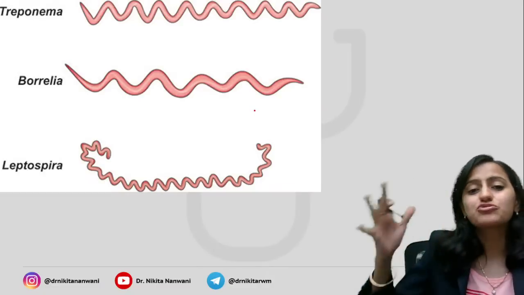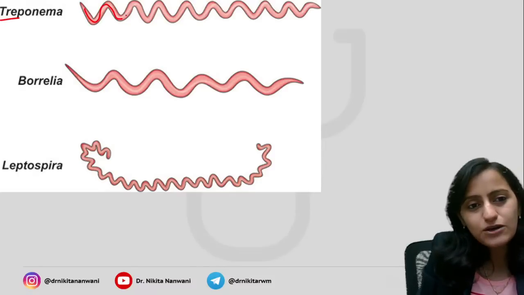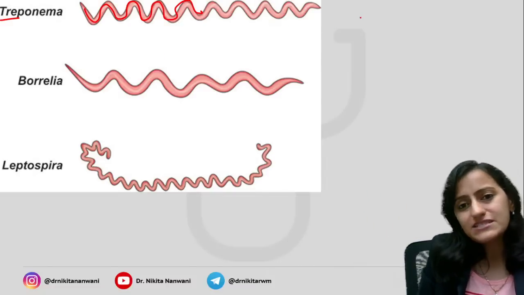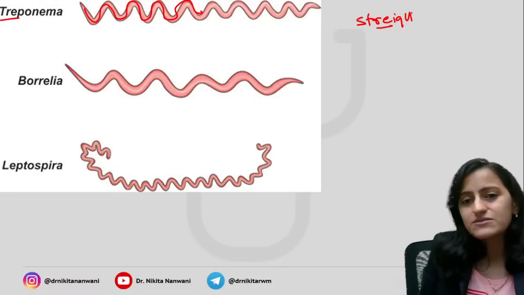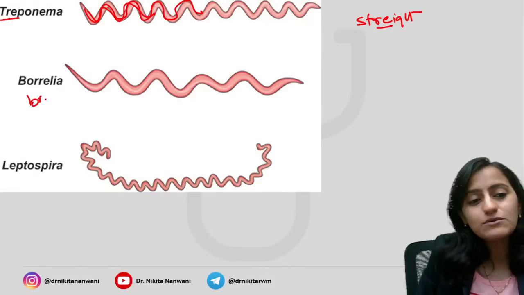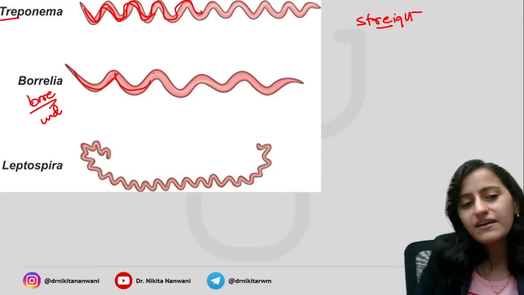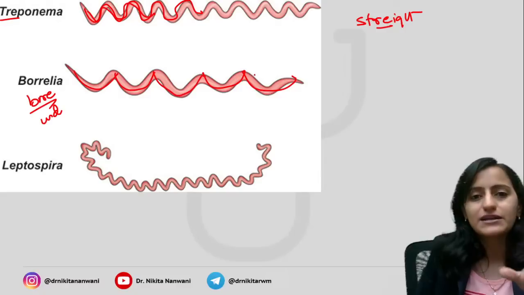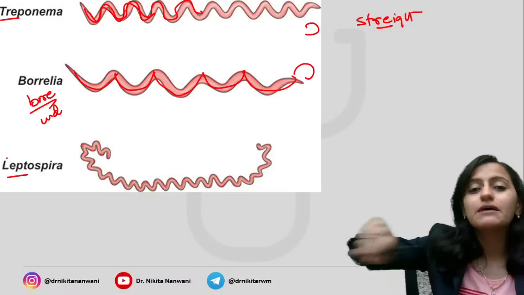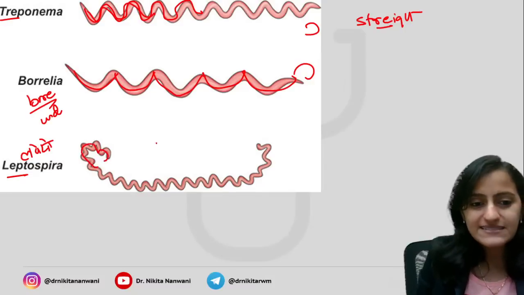So how to differentiate the three spirochetes: remember, Treponema has closed curves, it is tightly coiled, and it is straight. Borrelia is like a wide bore. The curves are very far apart, they are wide. In both of these, the hooked ends are not there. Lepto is like 'lapeto', meaning wrapping. So it has these hooked ends.